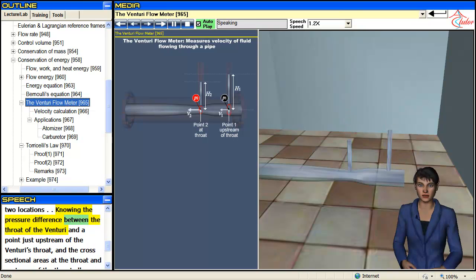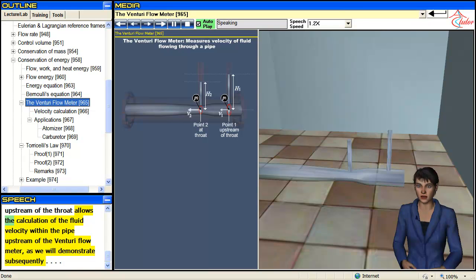Knowing the pressure difference between the throat of the Venturi and a point just upstream of the Venturi's throat, and the cross-sectional areas at the throat and upstream of the throat, allows the calculation of the fluid velocity within the pipe upstream of the Venturi flow meter, as we will demonstrate subsequently.